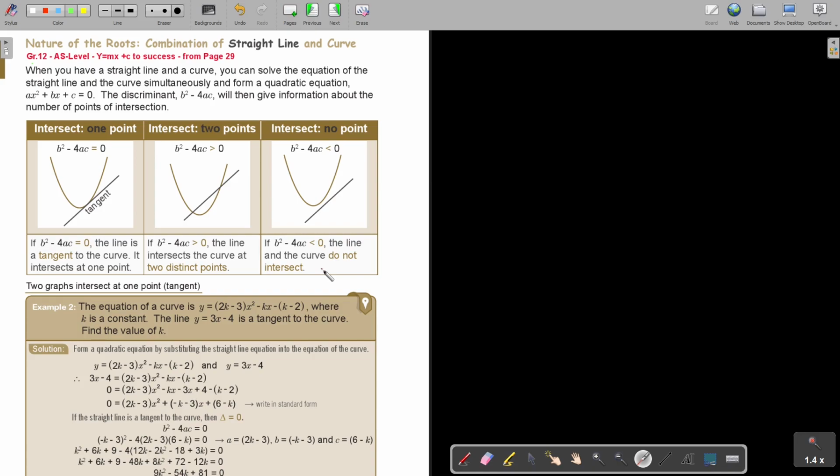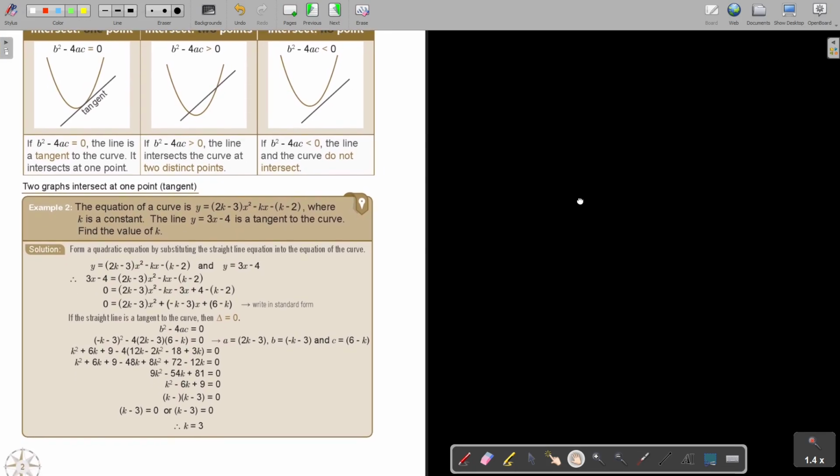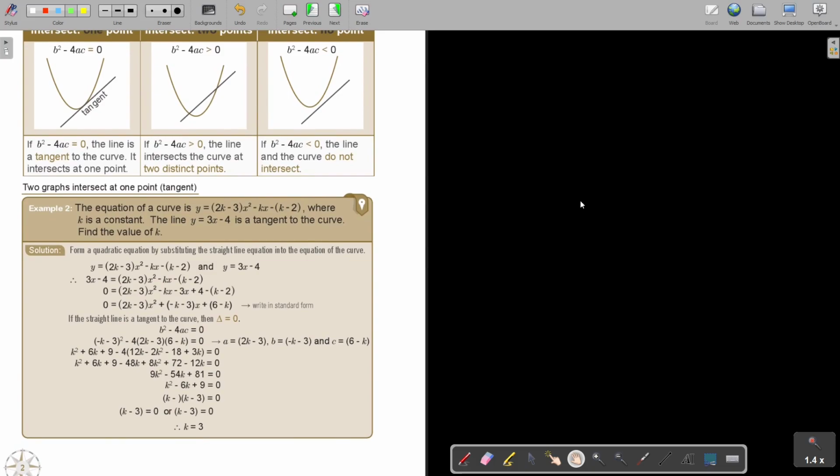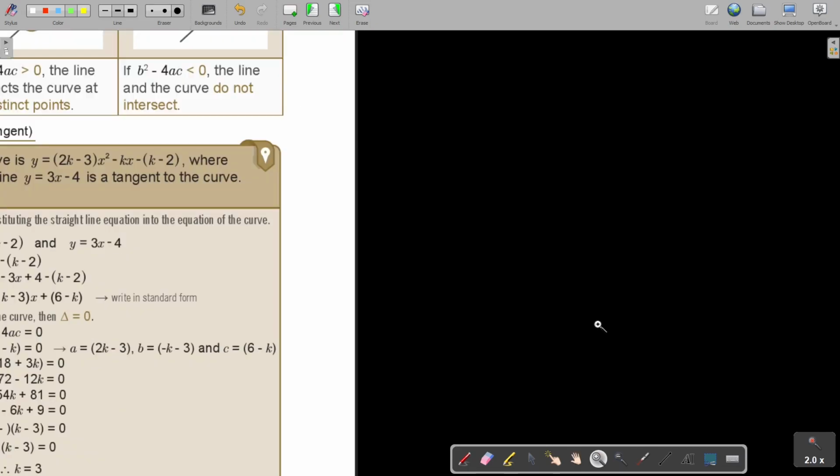Let's start with two graphs intersecting at 1 point, a tangent. I just want to say they love asking this type of question, so please make sure that you are well prepared for these questions. Let's start with the question.